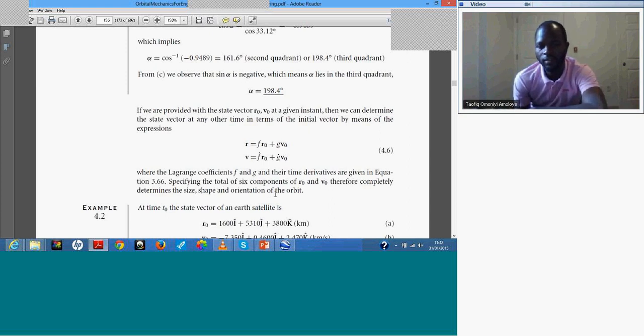So in order to describe the orbit, its size, shape, and orientation, we need some initial values, and then we can use the Lagrange coefficients, and we can also get the declination and the right ascension.